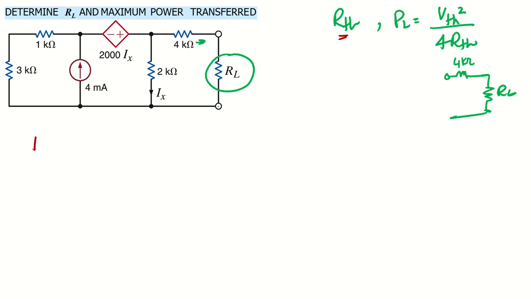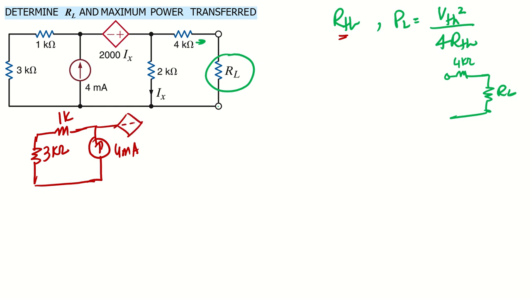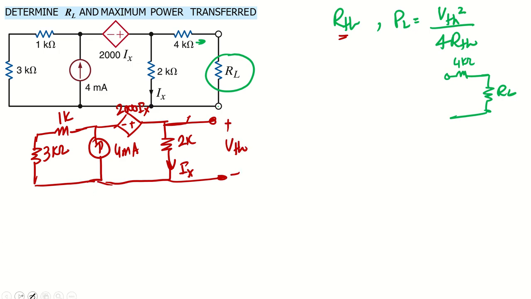So if we try to redraw this circuit, how will it look? We have 3K, we have 1K here, and this is the current source, which is 4 milliampere. And then we have a dependent voltage source, which is 2000 times Ix, and we have a 2K here, and this is Ix. Okay, and we remove this one, right? So this is our open circuit point. So from here we can find the Thevenin.